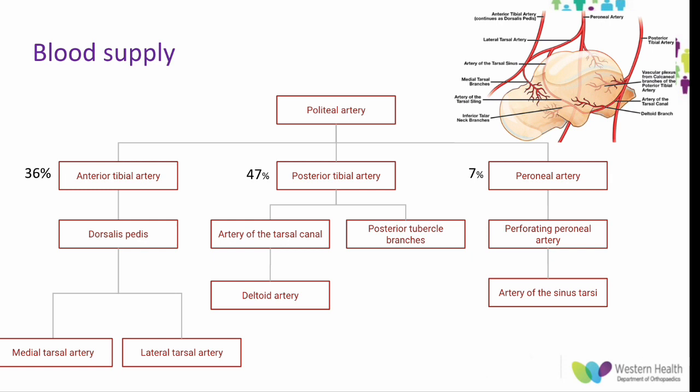So just roughly breaking it down, you can see the popliteal artery splits into the anterior tibial artery, the posterior tibial, and the peroneal artery. From the dorsalis pedis artery, you can see there are medial and lateral tarsal arteries. From the posterior tibial is where we get the artery of the tarsal canal, and we get posterior branches through the posterior tubercle. The main supply from the artery of the tarsal canal is through the deltoid ligament with the deltoid artery, and then the smaller portion from the peroneal artery, which gives off the perforating peroneal artery, which then gives the artery of the sinus tarsi. And then there's an anastomosis between the artery of the sinus tarsi and the artery of the tarsal canal in the inferior portion of the talus.